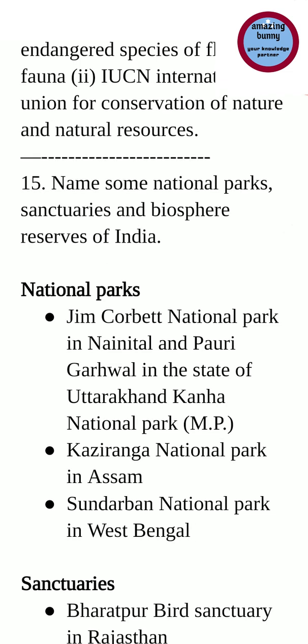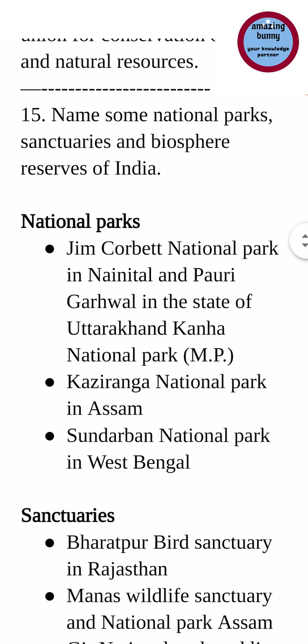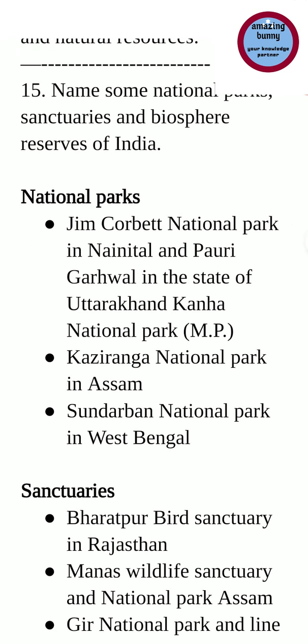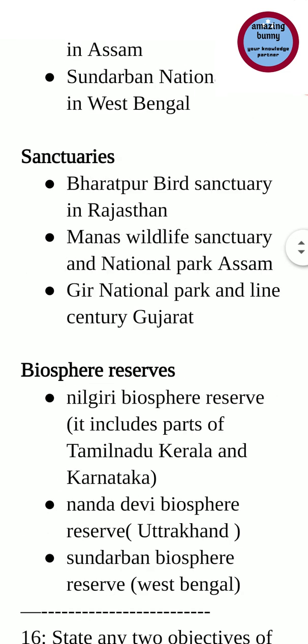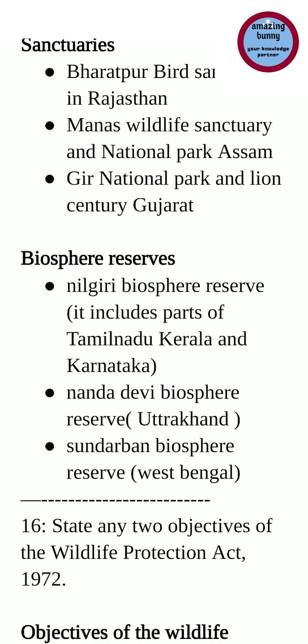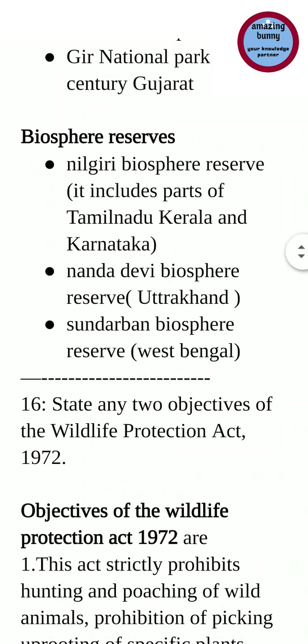Name some national parks, sanctuaries and biosphere reserves of India. National parks: Jim Corbett National Park in Nainital and Pauri Garhwal in the state of Uttarakhand, Kanha National Park in Madhya Pradesh, Kaziranga National Park in Assam, Sundarban National Park in West Bengal. Sanctuaries: Bharatpur Bird Sanctuary in Rajasthan, Manas Wildlife Sanctuary and National Park in Assam, Gir National Park and Lion Sanctuary, Gujarat. Biosphere reserves: Nilgiri Biosphere Reserve.